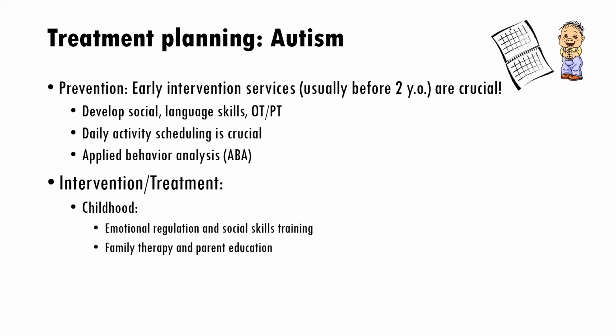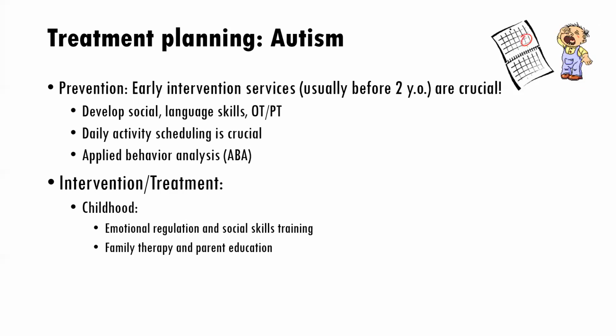So what do we do with autism in terms of treatment planning? The first thing, very important to mention, is that early intervention matters. It is crucial. There's very good evidence that the earlier the intervention, the better. You want to help the child develop social skills, language skills, and occupational therapy and physical therapy are often indicated here. You want to help with daily activity scheduling, because remember, children do better with a routine and adherence to it, and so parents are probably better off figuring that out early. You also want to initiate the gold standard for treatment, which is applied behavior analysis. Okay, that is not easy to do.